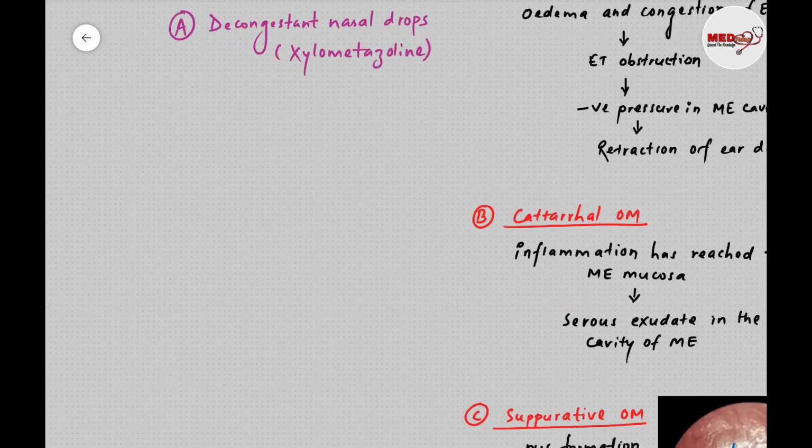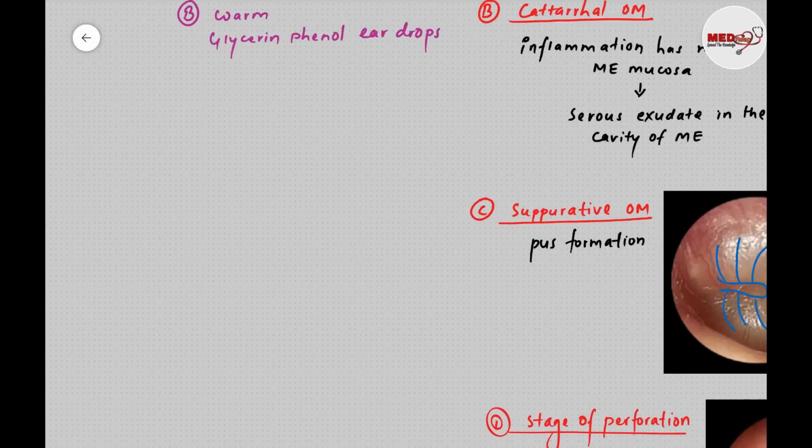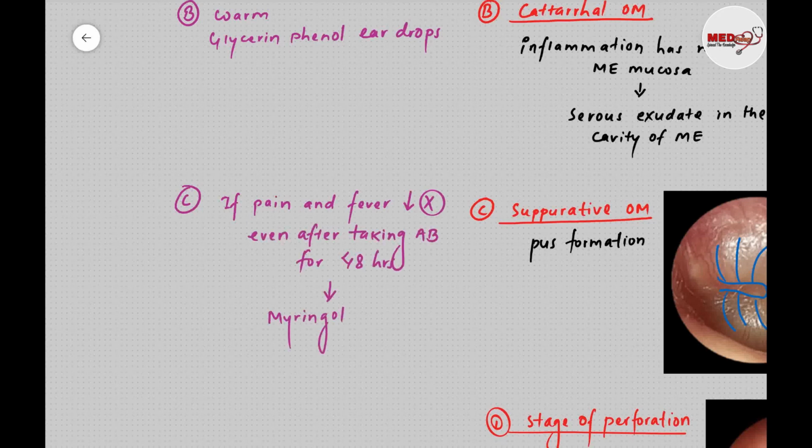In the catarrhal stage of otitis media, we will try to give warm glycerin phenol ear drops. Glycerin is hygroscopic, that's why it will try to decrease the exudate from passing into the middle ear cavity. In the third stage, which is known as suppurative otitis media, we will give antibiotics and we will wait for 48 hours. After taking the antibiotic for 48 hours, if there is no decrease in pain or fever, then we have to perform the myringotomy, which will drain out the pus, and this pus must be sucked out and the local antibiotic eardrop must be given.